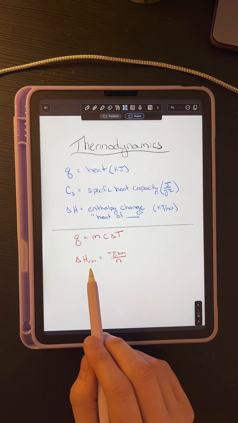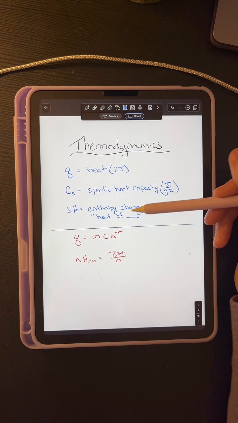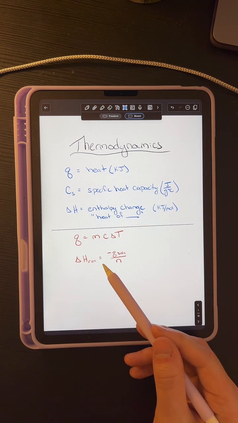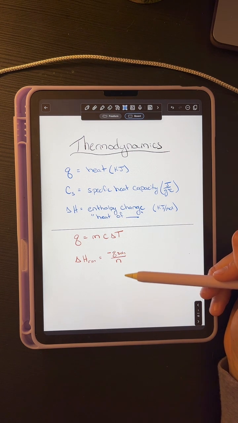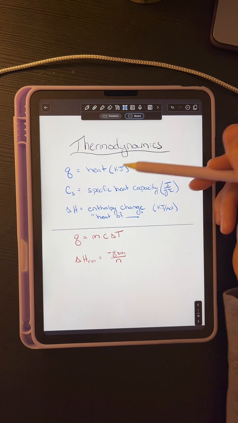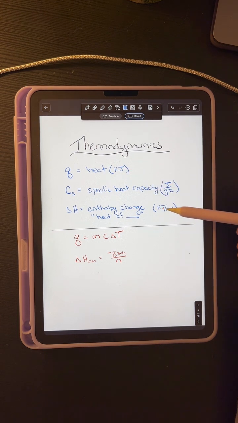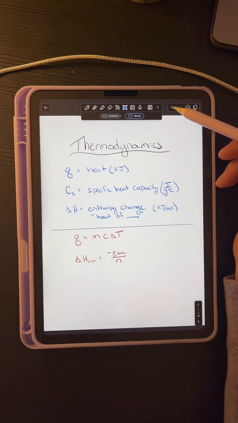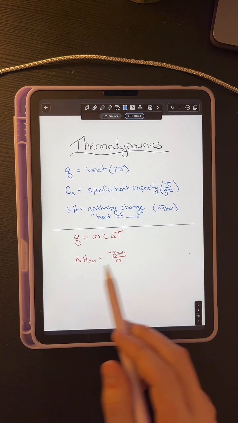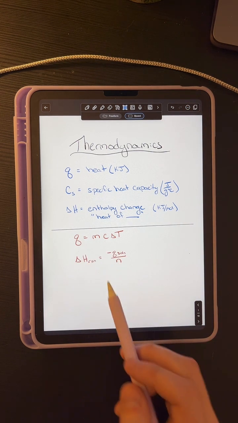So we have delta H of a reaction, that is our enthalpy change for our reaction, and that's going to equal the negative heat of our solution divided by moles. Remember, that's kilojoules for heat, and kilojoules per mole is our enthalpy change. Now you might be asking, why is delta H the negative of Q?